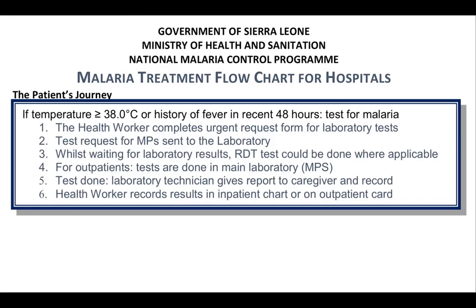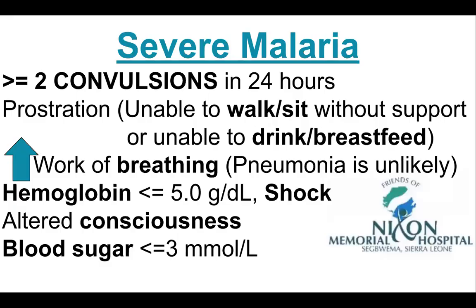So we can use RDT, which stands for Malaria Rapid Diagnostic Test. And we can also use MPS, which is Malaria Parasite Count, to test for malaria. So if RDT or Malaria Parasite Count is positive, the next question we need to ask is whether this patient is having severe malaria. So what is the definition of severe malaria?